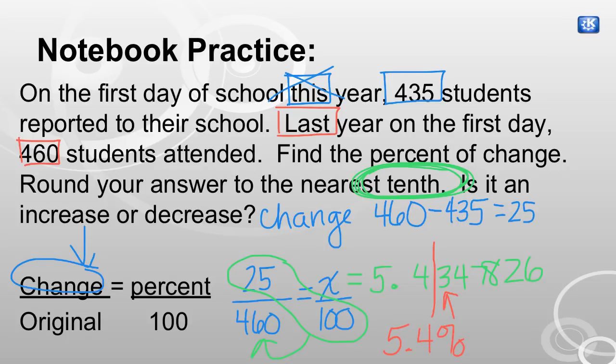That answers my first question, find the percent of change. I've rounded it. But the second question, is it an increase or a decrease? Again, I have to think about these numbers. So it went from last year, 460, to this year, 435. So it appears to be a decrease.